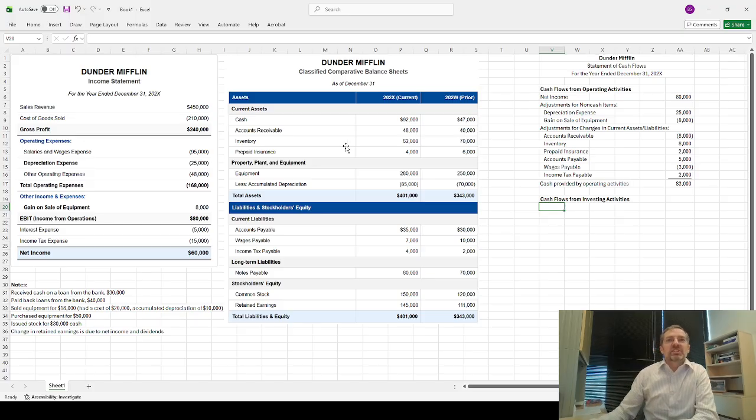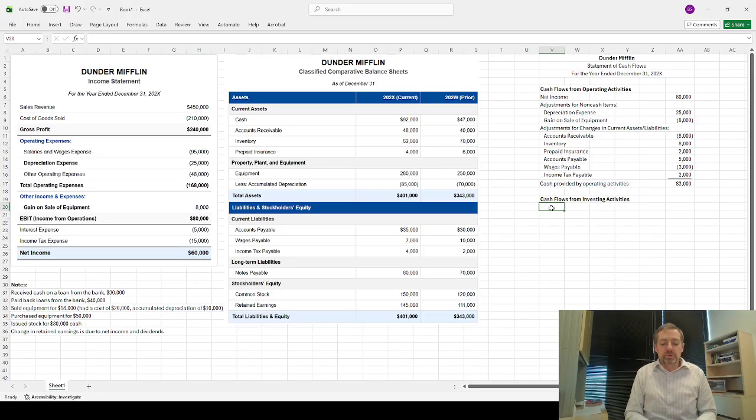We can't just look at, well, looks like our equipment went up $30,000. Well, that could be because we bought and sold stuff, which is what happened here. We purchased equipment for $50,000, but sold equipment for $18,000. We have to put those on separate lines. We can't get that information just from the balance sheet. It doesn't give us everything. So we have to dig down into the records and find out what actually happened. We have to put these on separate lines.